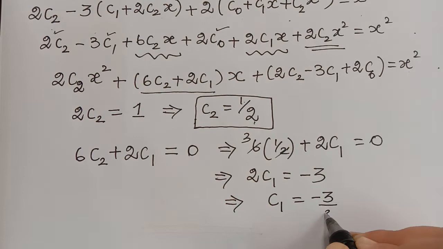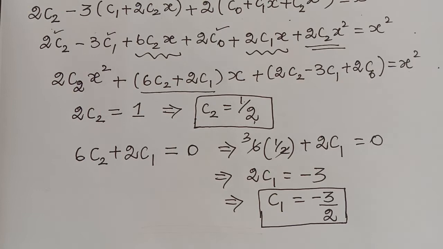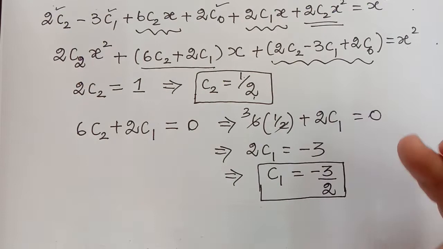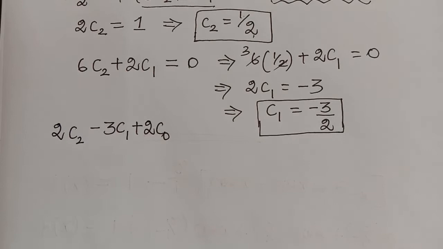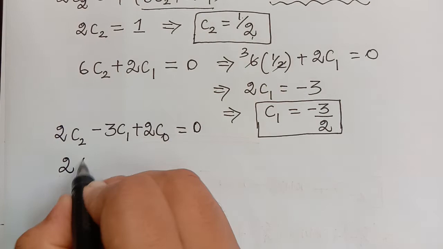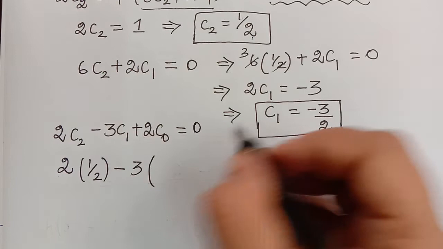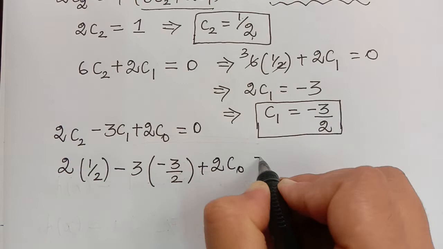Now, next we shall compare the constant terms on both the sides. Here the constant term is 2c2 minus 3c1 plus 2c0. On the right, we don't have a constant term, and so we can equate it to 0. So now the value of c2 is 1 by 2, so we shall substitute that. Minus 3 multiplied with the value of c1, which is minus 3 by 2, plus 2 multiplied with c0 is equal to 0.